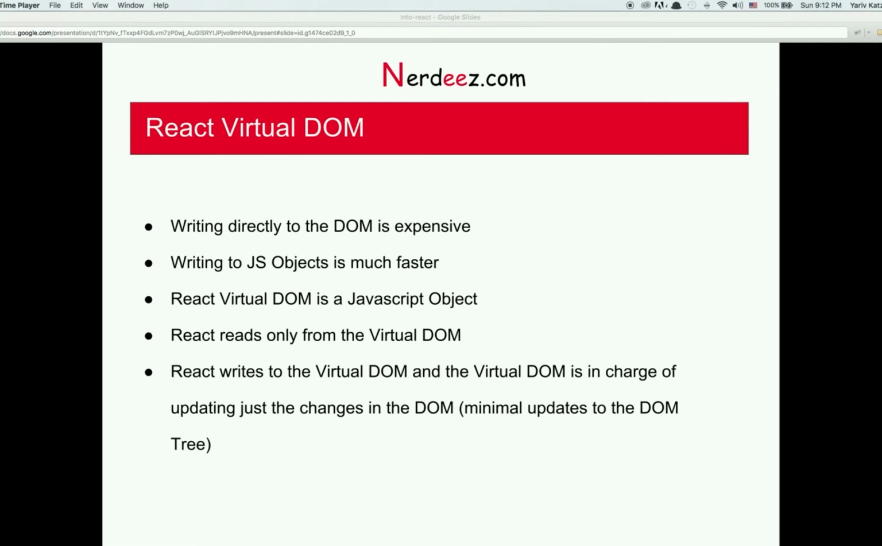Let's talk about the Virtual DOM. One of the reasons that React is so fast is because of the Virtual DOM. Writing directly to the DOM is expensive, and writing to a JavaScript object is much faster. So basically the React Virtual DOM is a JavaScript object. React reads only from the Virtual DOM, which is kept in sync with the actual DOM. And React writes to the Virtual DOM, which is fast, and the Virtual DOM is in charge of updating the actual DOM. It does that in a smart way, which means it makes the minimum changes it needs to keep the DOM in sync with the Virtual DOM.